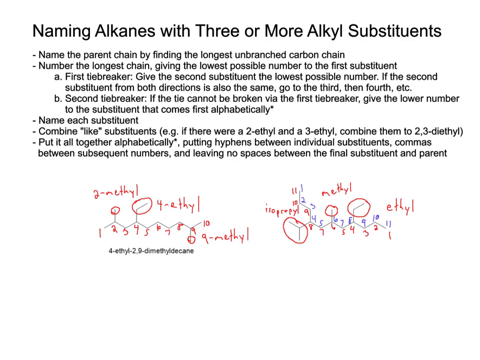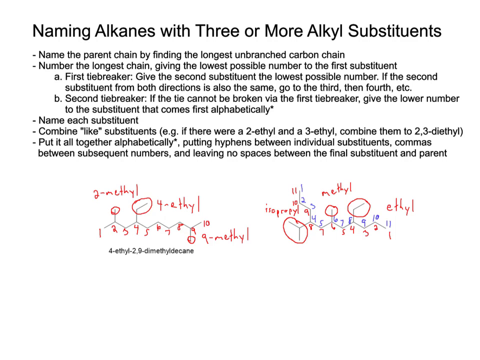Hopefully you counted that the longest chain was 11, not 10. That gives us an undecane. Now there's 2 ways to number this. So I've numbered the chain in blue one way and then in red another way. And you can see that we have substituents at the 4, the 6, and at the 8 in both directions. So we can't use the first tiebreaker because it's 4, 6, 8 either way. So we have to go to the second tiebreaker, which is alphabetical.